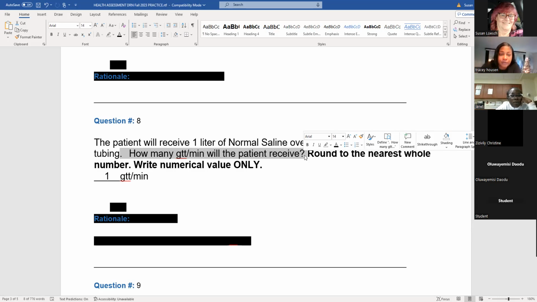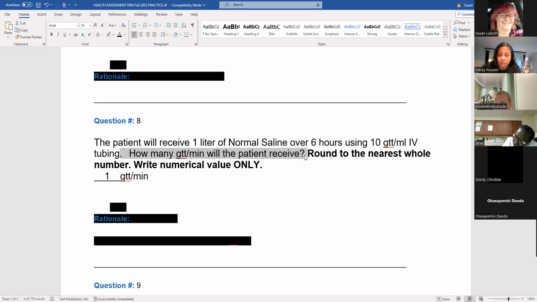Total volume over total time in minutes times the drop factor, always a whole number. You need to commit that to your brain, because if you don't and somebody doesn't tell you to round it to the nearest number, you're not going to do it. So commit it to your brain as part of the formula. I behoove you to do that.